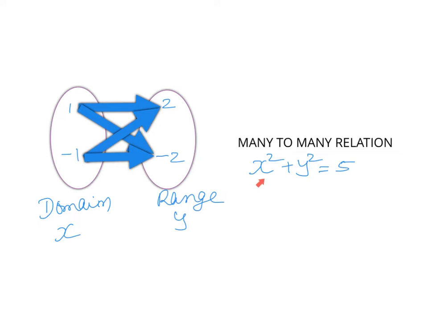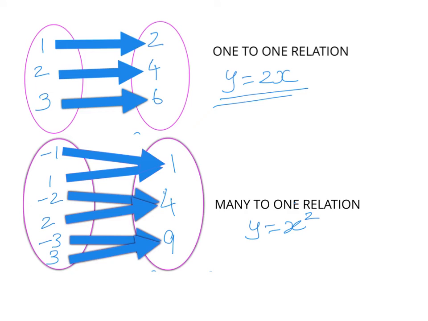This relation here is x squared plus y squared equals 5. You can check here: 1 squared plus 2 squared gives me 5, or 1 squared plus negative 2 squared will also give me 5. That is why it's called a many-to-many relation. Now, of these four relations, two relations, the one-to-one relation and the many-to-one relation, are called functions.